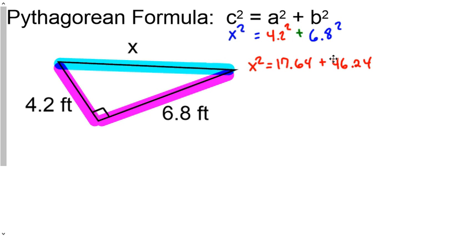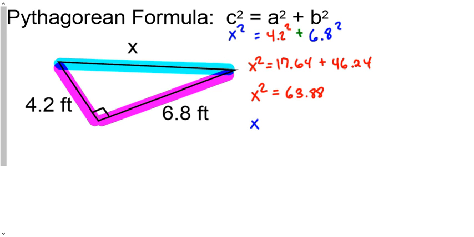So now we can actually add these two amounts together. And I get 63.88 unless I've made a mistake here. Hopefully I haven't. And now I'm going to have to break out the calculator for this one after I get it set up. X to the second power.